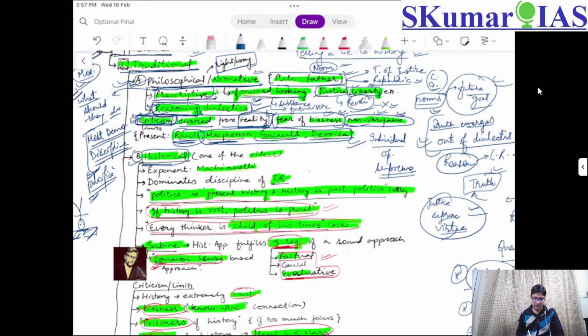The historical approach is one of the oldest, and its exponent we can say Machiavelli. Okay, before moving on, why is it the oldest? Because to read the history or to learn from the history is part and parcel of any human being. So as such, the historical approach becomes as old as political theory itself. And in a traceable way we can say that its exponent is Machiavelli.